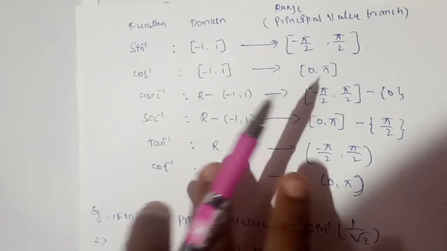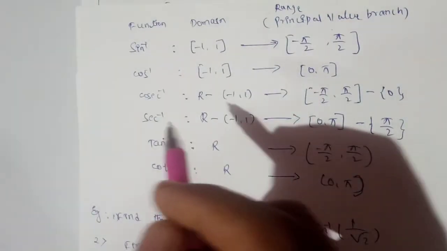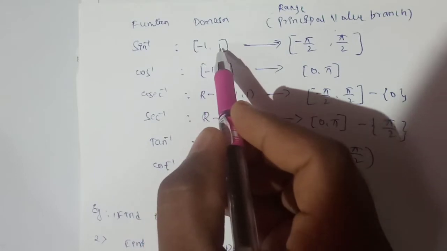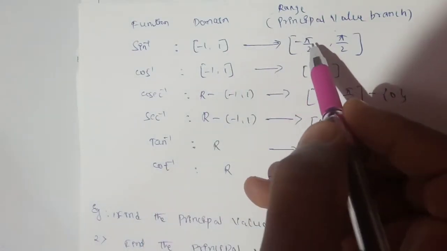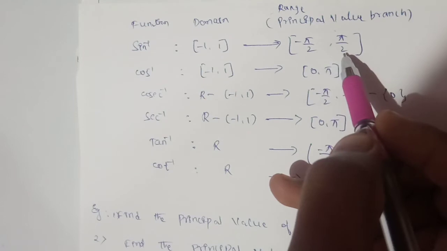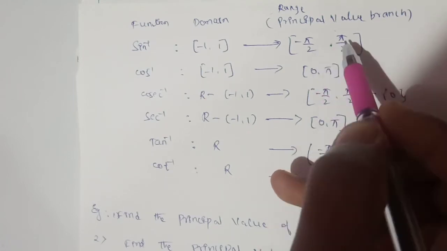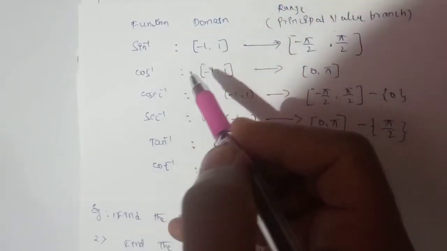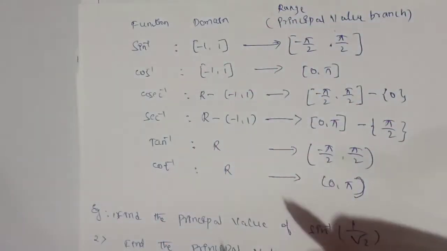Why I am taking this is, in sine inverse the domain is -1 comma 1 and the range is minus pi by 2 comma pi by 2. Why is it minus pi by 2 comma pi by 2, and why only in -1 comma 1? We have to see one by one.